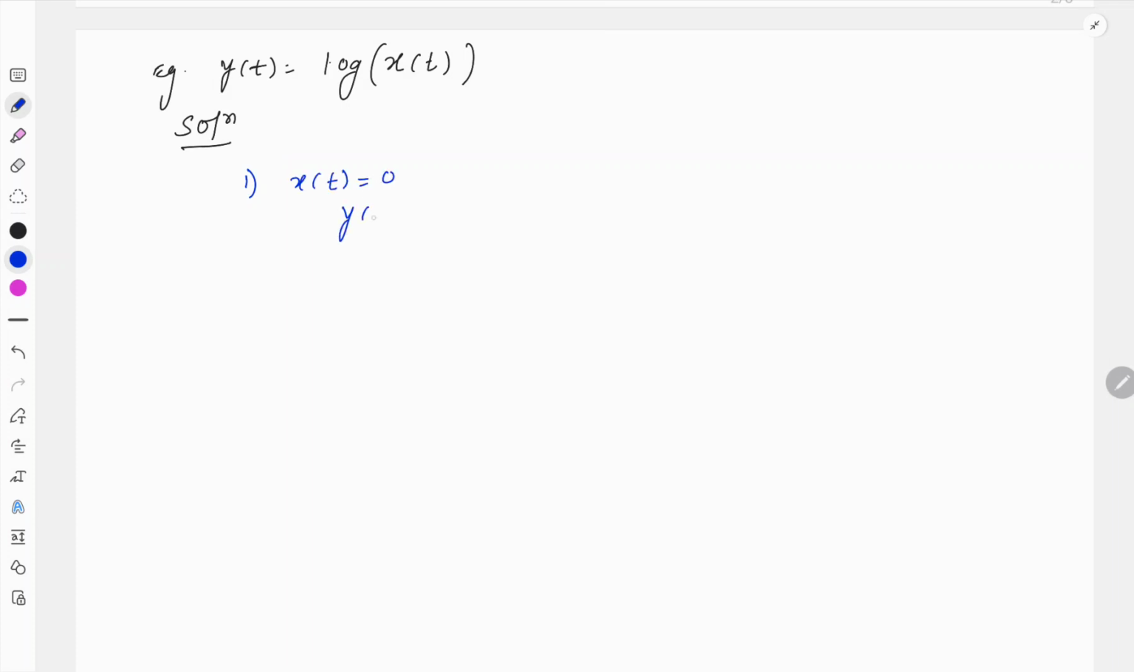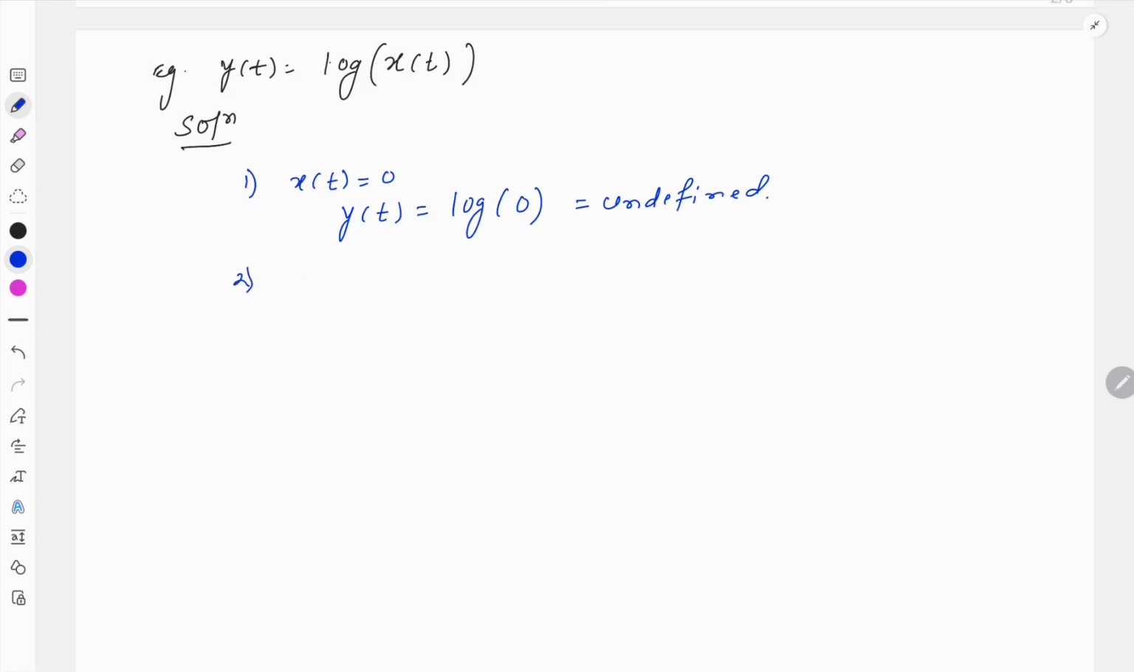So if we look at y of t, it is log of 0. We know that log of 0 is undefined for base 10. So here we are not getting the answer as 0, so our system is likely to be a non-linear system. Let us see the second step.